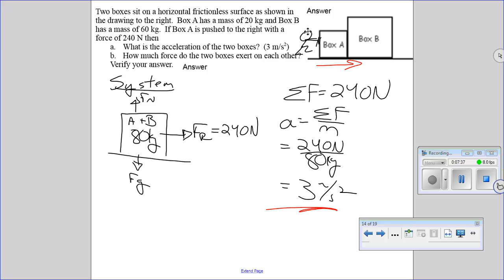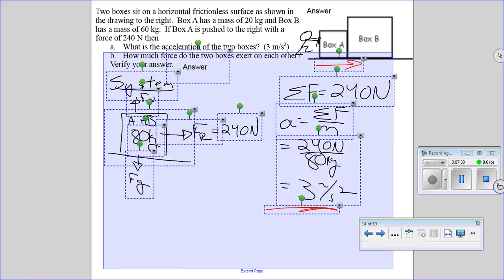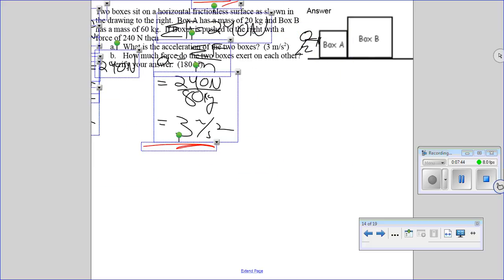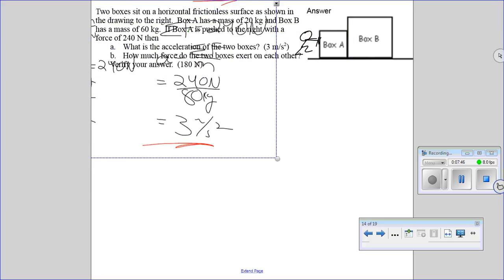So let's buy ourselves a little space here. Oh, that didn't do what I wanted it to. There we go.